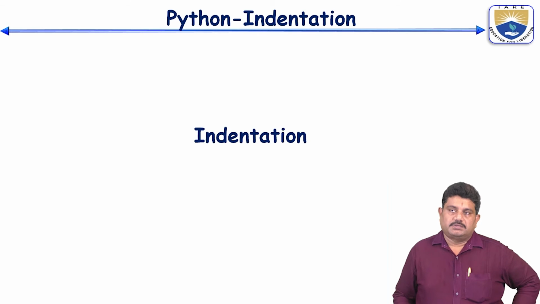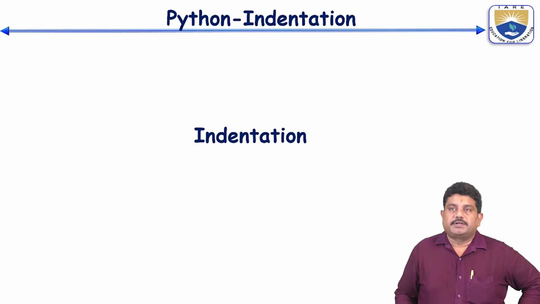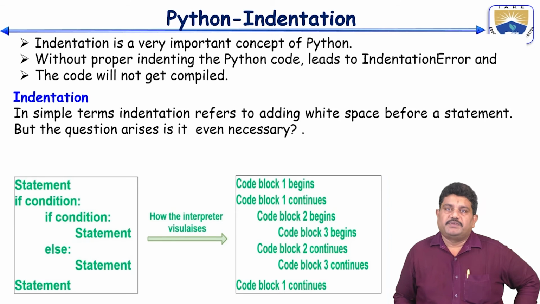Next one, Python indentation. Python indentation is also very, very important. So, what is the meaning of indentation? Indentation is nothing but adding white spaces before a statement, before a Python statement. When you are writing Python instructions or commands, we have to add white spaces before the statement. This is the rule in Python because it maintains code as blocks.